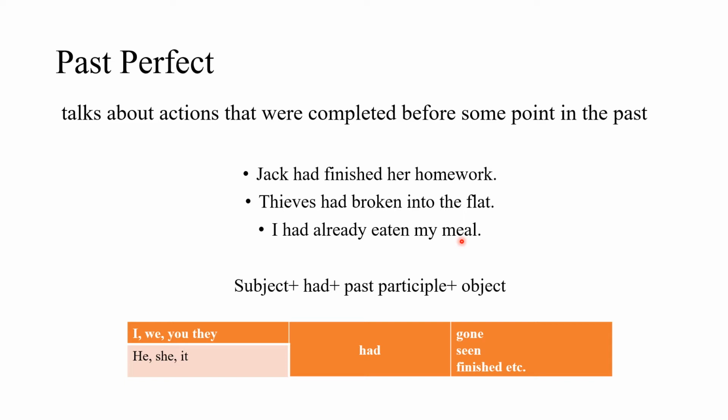The structure of a past perfect tense includes a subject plus had plus a past participle and an object. With all the subjects like I, we, you, they, he, she, it, singular or plural, we use had followed by a third form of verb like gone, seen, finished, etc.